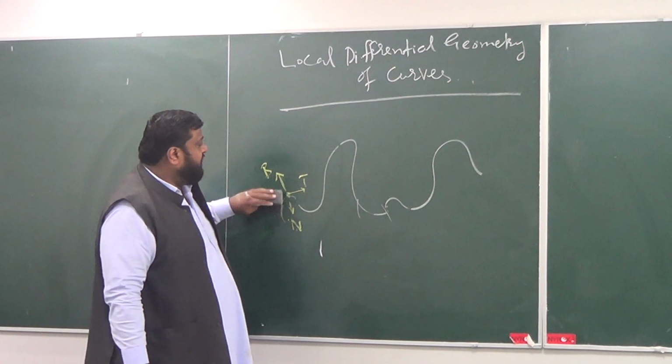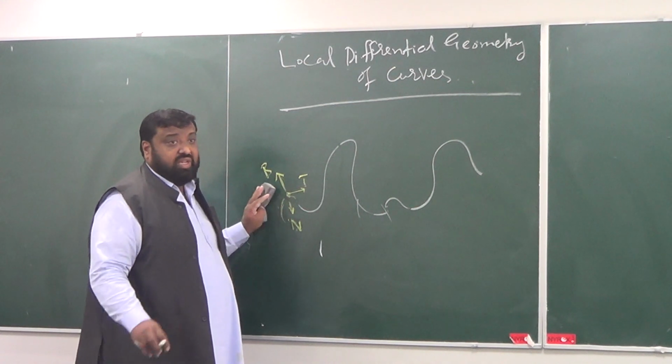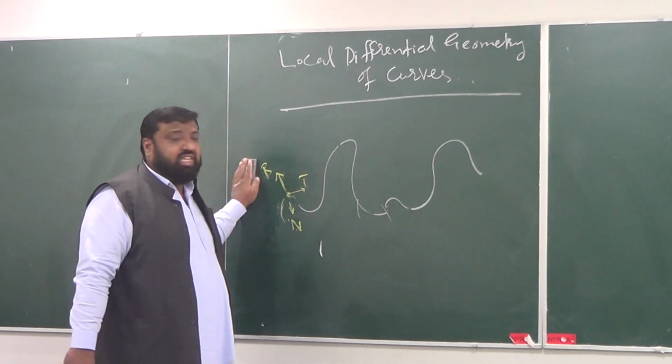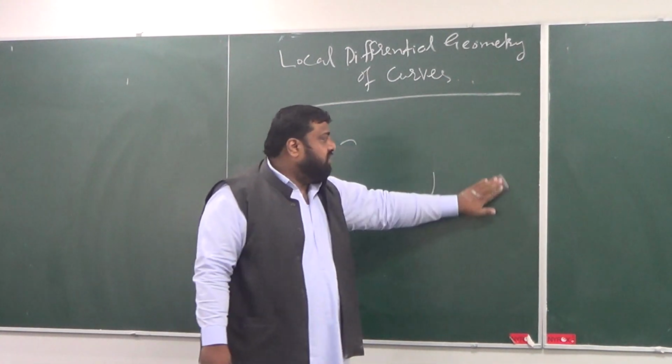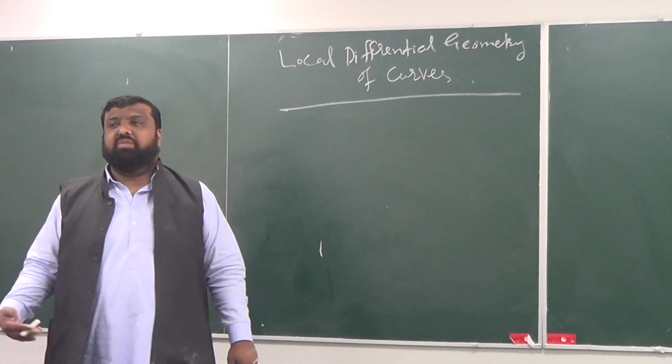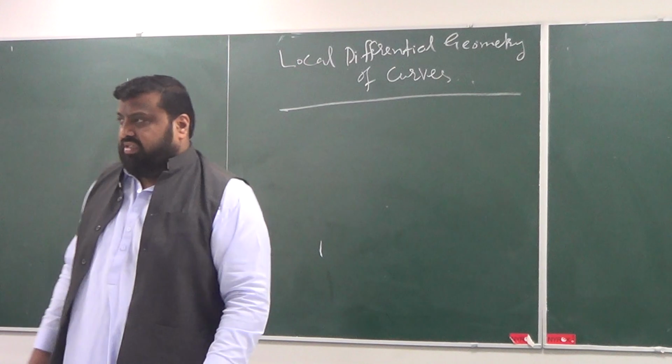Twist is the direction of the binormal. It's the change in the binormal that is going to tell you how much the curve is twisted in space. It's a pretty natural idea, you see. So what people have done, they have done nothing, they just took the natural observation and mathematized it. That's it.